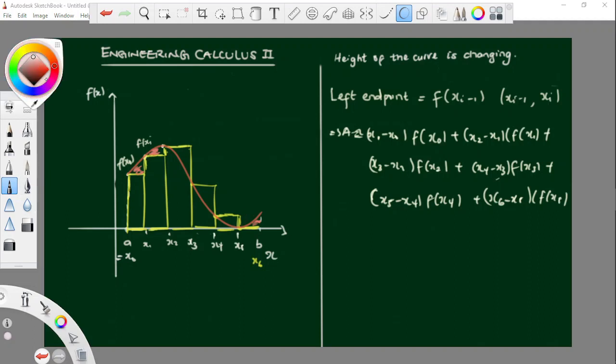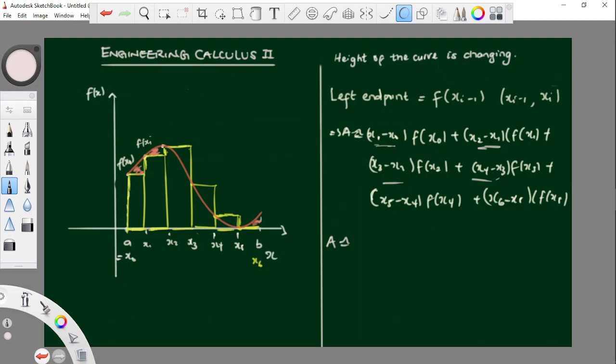But we can say it's just an approximation. Well, if we want to simplify this approximation here, we notice that we're having this x1 minus x naught, x2 minus x1, x3 minus x2, that we always have to compute. Since these subtractions correspond to the width of the rectangles, would it not be better if they can all just be the same thing?